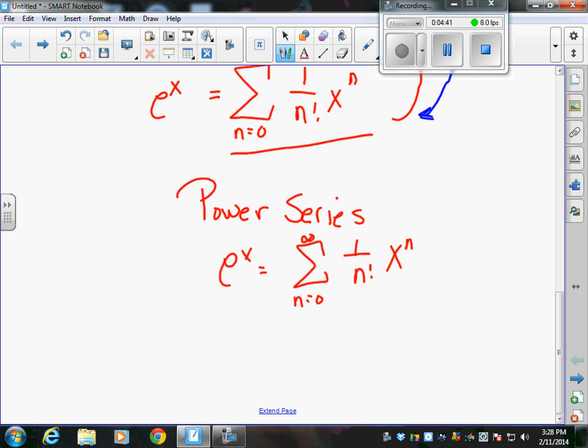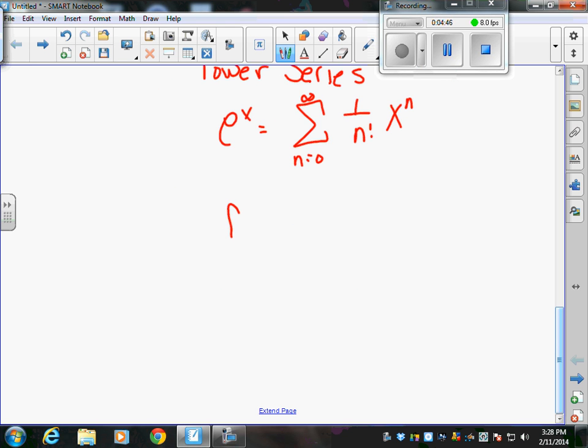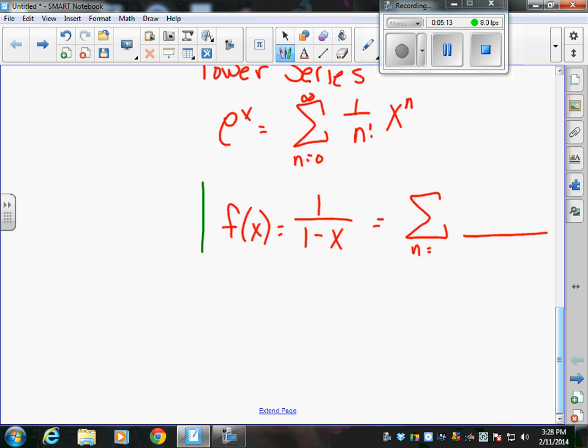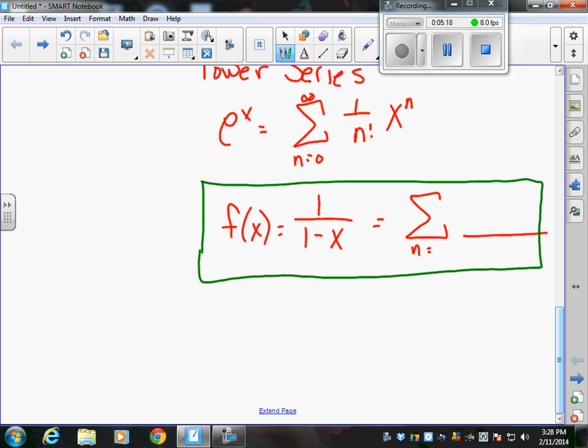Now your assignment for tomorrow is I want you to do the same thing I just did for f of x is 1 over 1 minus x. So I want you to find the power series in sigma notation. So expand it out like I did. Take your derivatives. Find your c sub 0, c sub 1, c sub 2. Look for the pattern and then write it in sigma notation, because this is also one of the 4 that you have to memorize. All right, so that's your assignment for this evening.